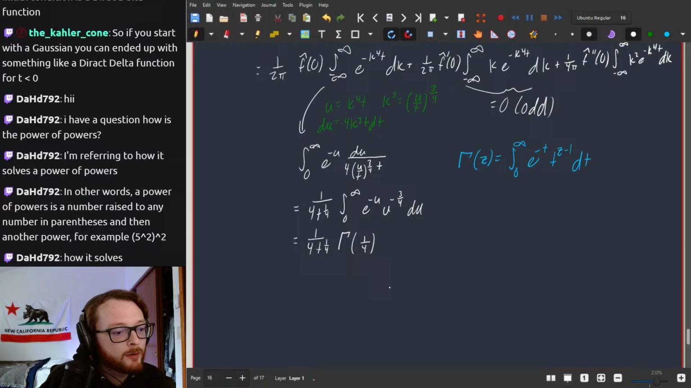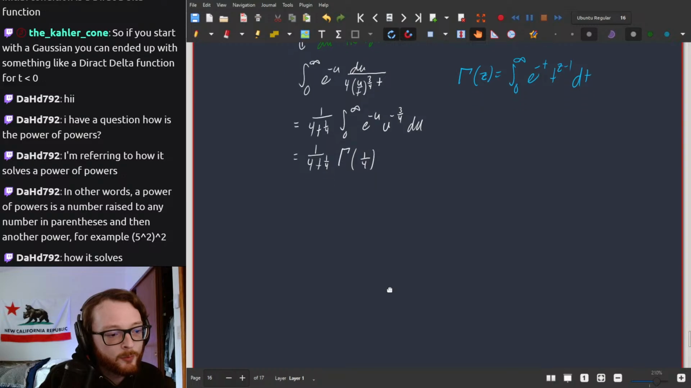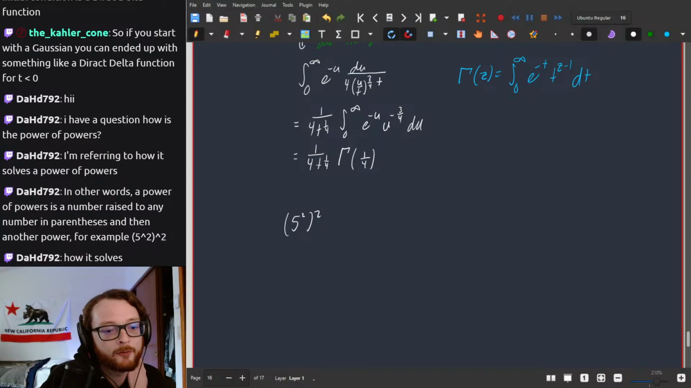Okay, in other words, a power of powers is a number raised to any number in parentheses. Oh, okay, so I thought you were talking about something more complicated. Sorry about that. Thank you for giving it an example. So you have 5 squared squared, and you're wondering how to simplify this.